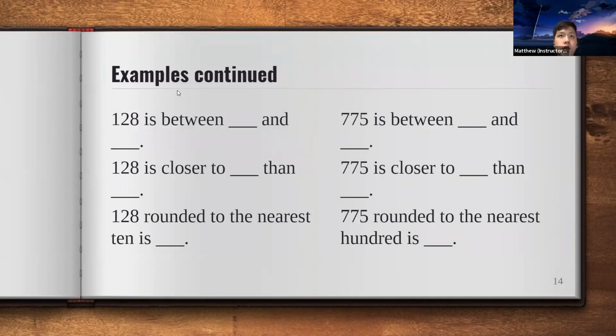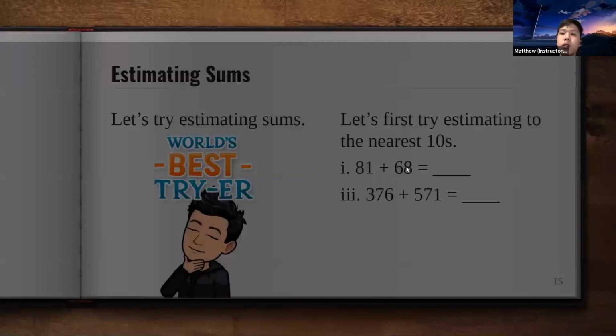So, for example, 128 is between 120 and 130. 128 is closer to 130 than 120, so rounded, it's 130. And for rounding to the nearest 100, 775 is between 700 and 800. It's closer to 800 than 700, so rounded to the nearest 100, it's 800.